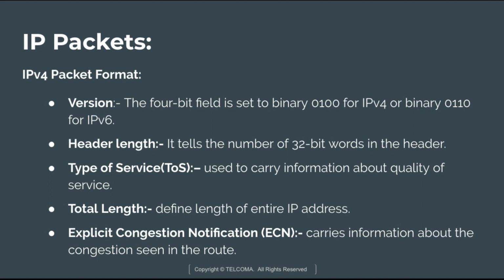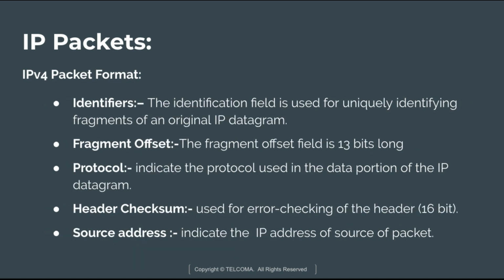Next is header length. This header length field will tell the number of 32-bit words in the header, or it will tell about the length of the header that we are going to use. Next is type of service. This field is used to carry information about the quality of service of the IPv4 packet. Next is total length. This field defines the length of the entire packet. Next is the explicit congestion notification (ECN) field. This field carries information about the congestion that is seen in the route.